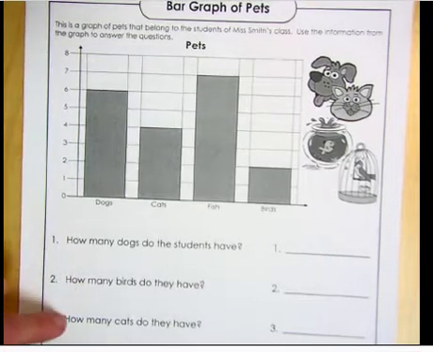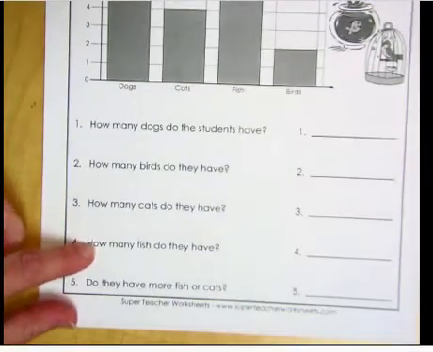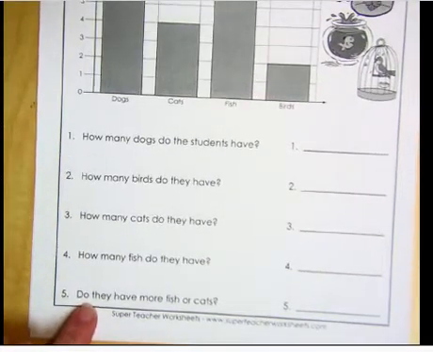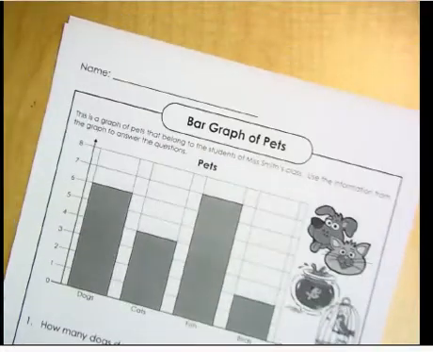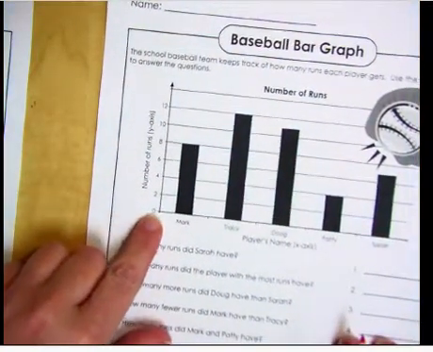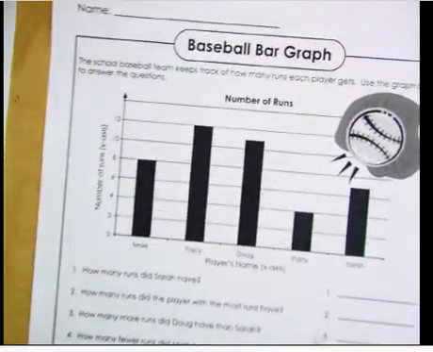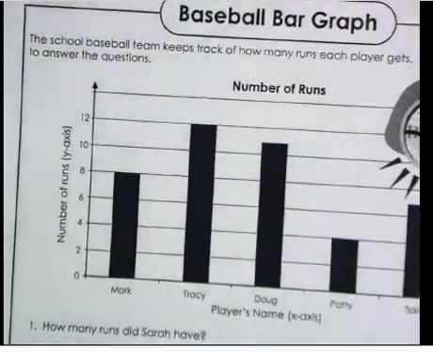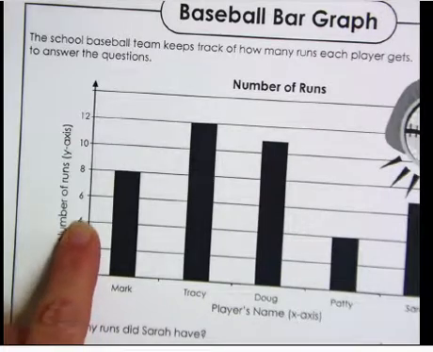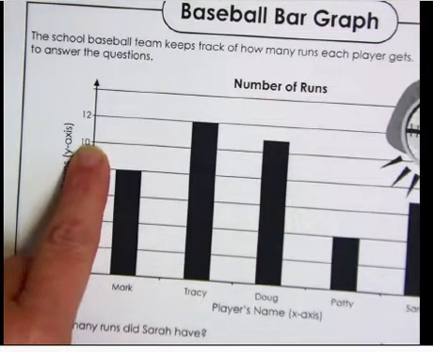A how many question is going to have a number as your answer, but number 5 does not ask you how many. It asks you about an animal, so your answer is going to be an animal. And there's one other thing I want to show you. Some bar graphs, their scale over here doesn't count by 1. So like this is a baseball bar graph that we'll look at a little bit later. But look, it doesn't go from 0 to 1. It's counting by 2. So 2, 4, 6, 8, 10, 12.